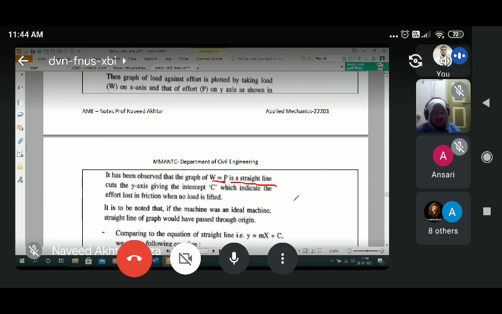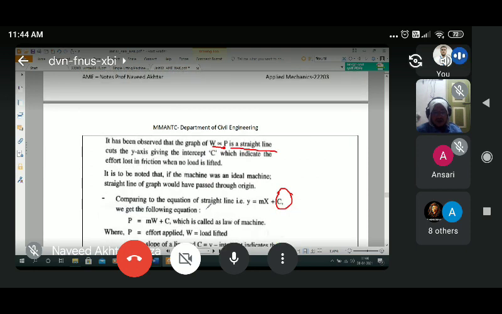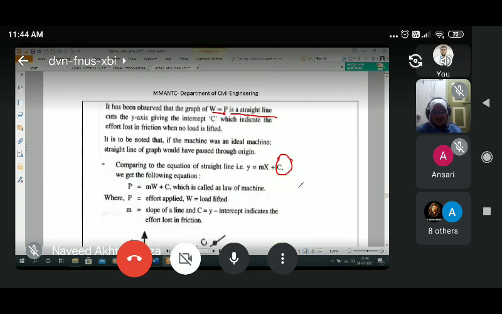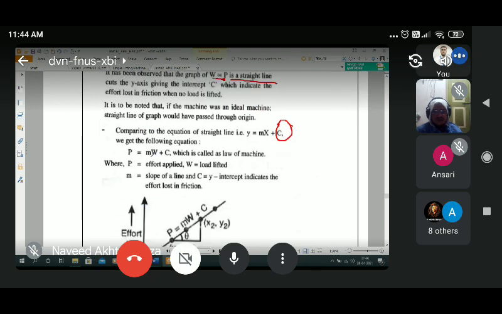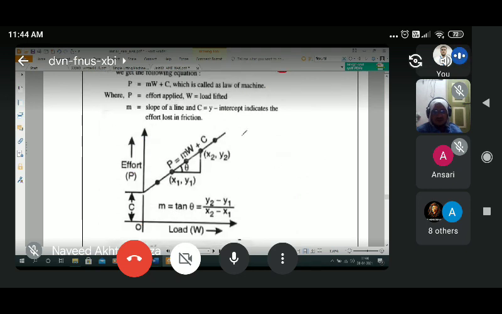So there is always some friction, and that's why this constant C is always there in real conditions. But in the ideal condition, this value will be 0. So this can be related. We have seen the above figure also. This figure is also for that.